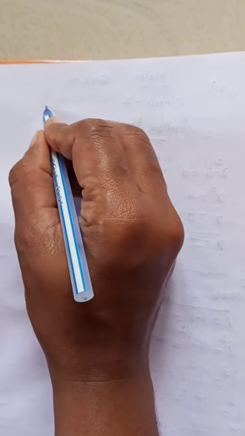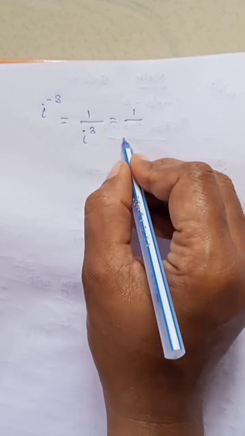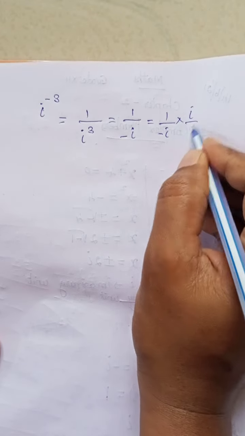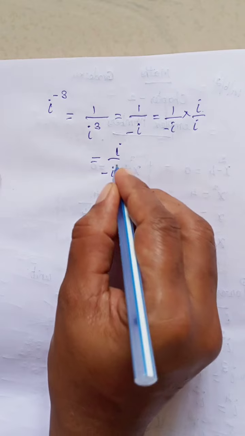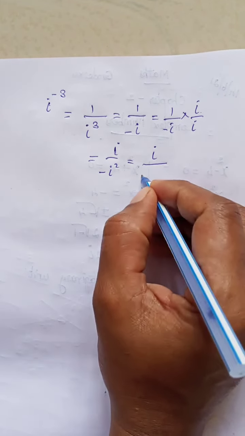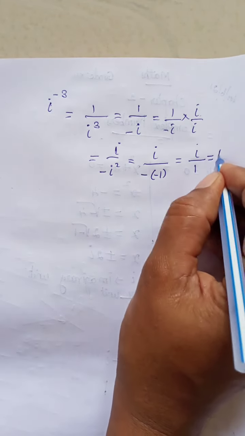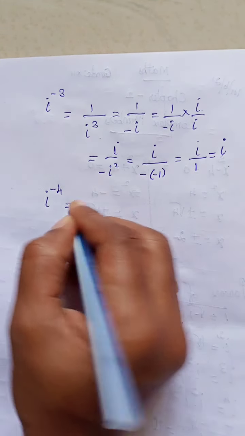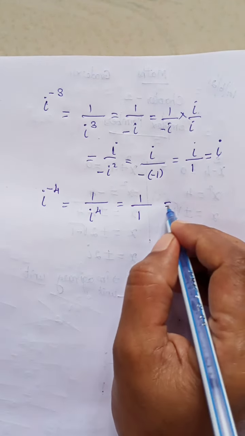Next, i power minus 3, that we may get 1 by i cube. We know that i cube is minus i, isn't it? So here also 1 by minus i, multiply by i and i. See, 1 into i, that is i by minus i square. So i by minus i square, the value is minus 1, so i by plus 1. So for i power minus 3, we have got the value i. Same way, if we find i power minus 4, it is 1 by i power 4. We know that i power 4 is 1.